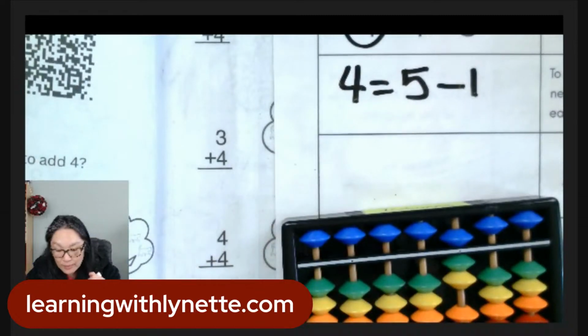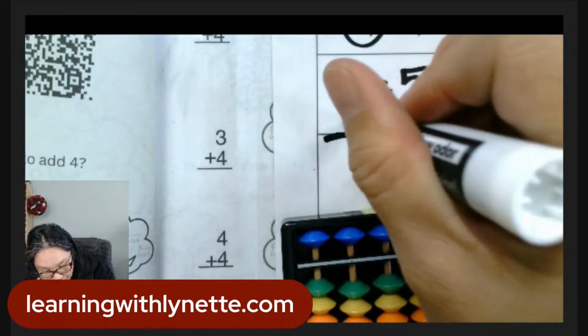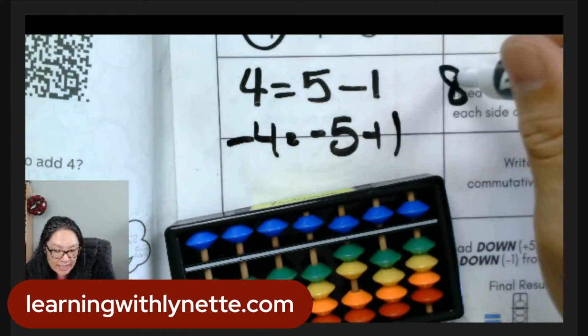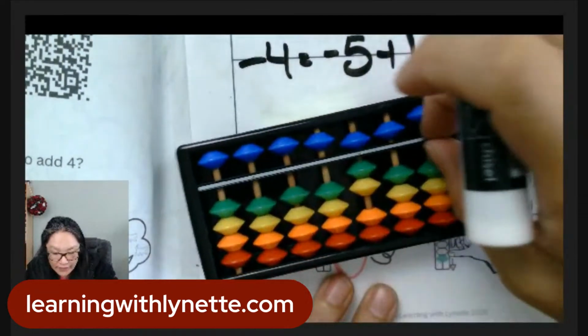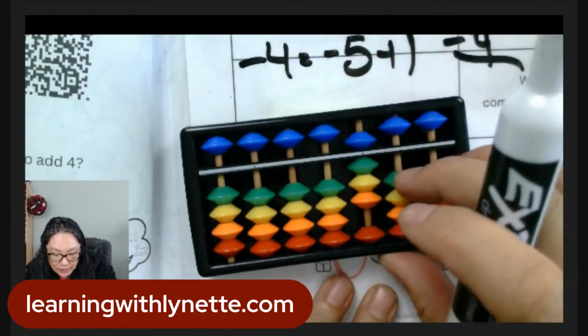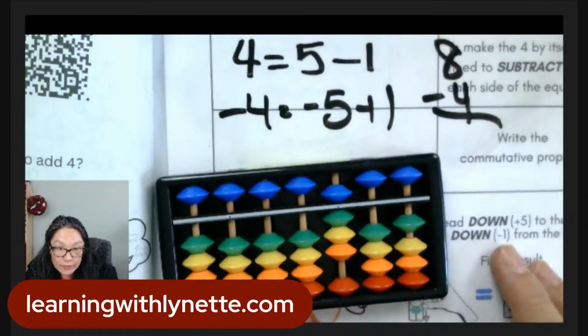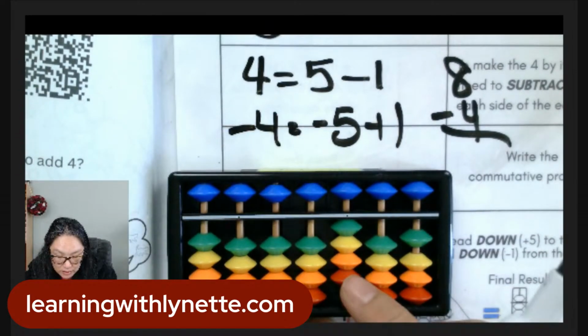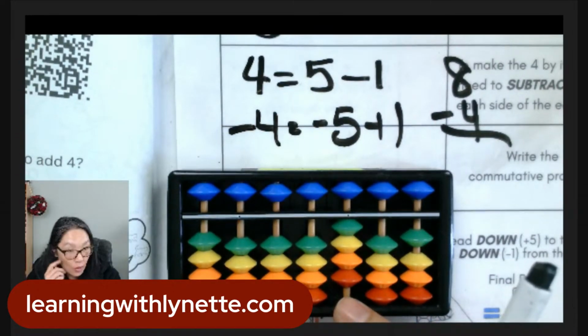What is the minus? The minus is minus 4 is equal to minus the 5 plus the 1. Same thing. So when the question is, I don't know, 8 minus 4, right? We have 8. Again, we don't have enough beads to minus the 4. What do we do? We have to minus the 5 and plus the 1.